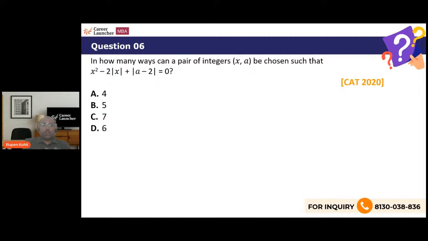So, in how many ways can a pair of integers x and a be chosen such that we have the equation x square minus 2 mod x plus mod of a minus 2 equals 0? This is CAT 2020. There are many ways to deal with this question. But what do you think? What is the first thing that comes to your mind when we look at this?